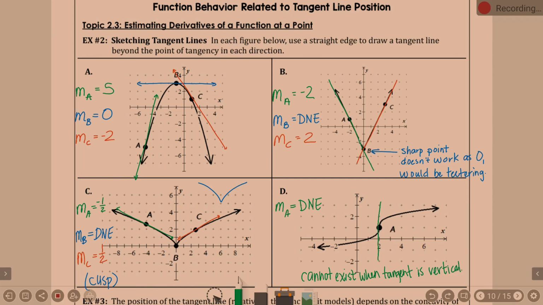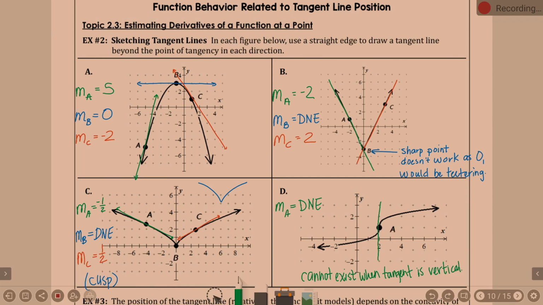You learned a little bit, right? Okay, let's work to fill in these blanks down below. The position of the tangent line relative to the function it models depends on the concavity of the function at the point of tangency. So the idea of whether a piece of the graph curves up or curves down will determine where that tangent line is, whether it's above the curve or below the curve.